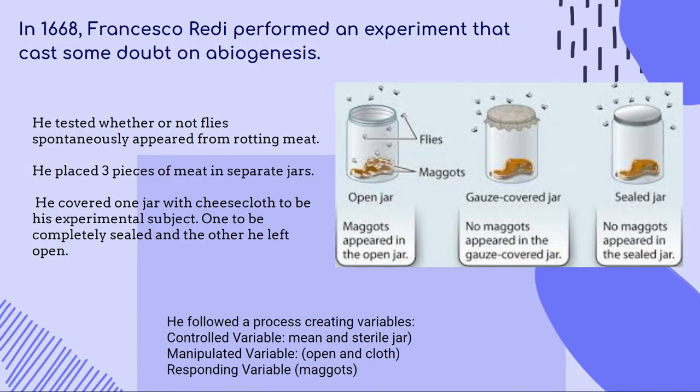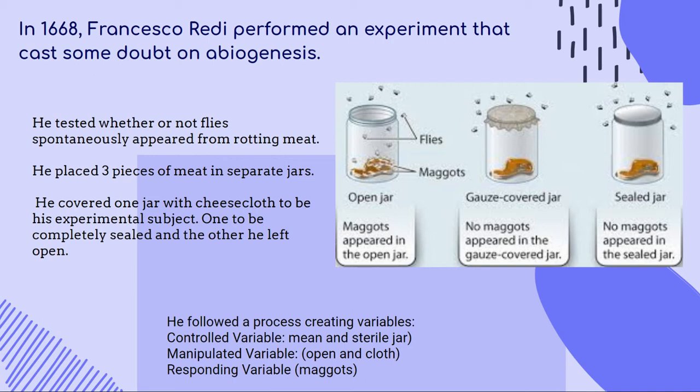So now that you have a better idea of what abiogenesis is, or how things just magically appear from matter, we have to talk about how they went from thinking this to actually understanding cells. So in 1668, Francesco Redi, very cool guy, performed an experiment because he was not sure that abiogenesis was real. He just thought, okay, we say this, but is this actually real? So what he did is he tested whether or not flies could spontaneously appear on rotting meat.